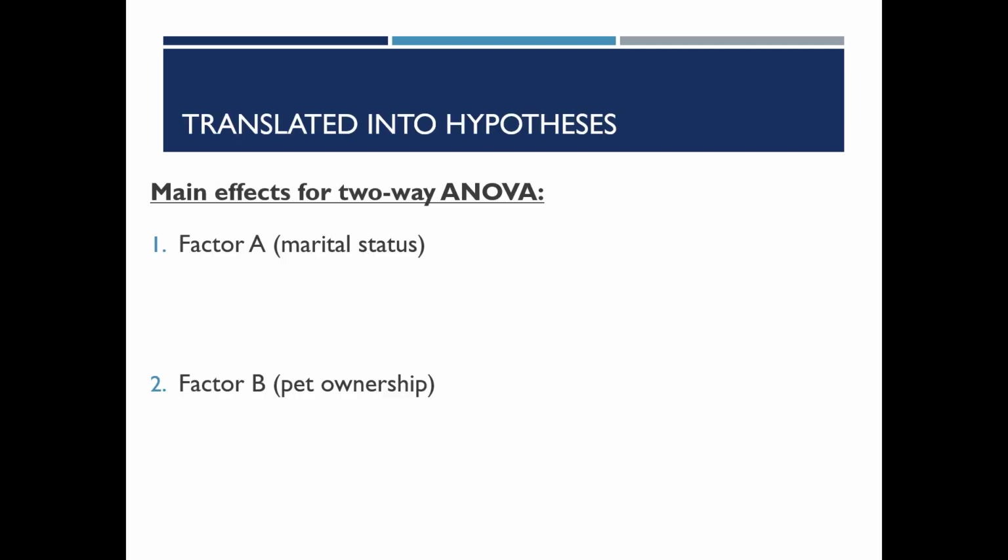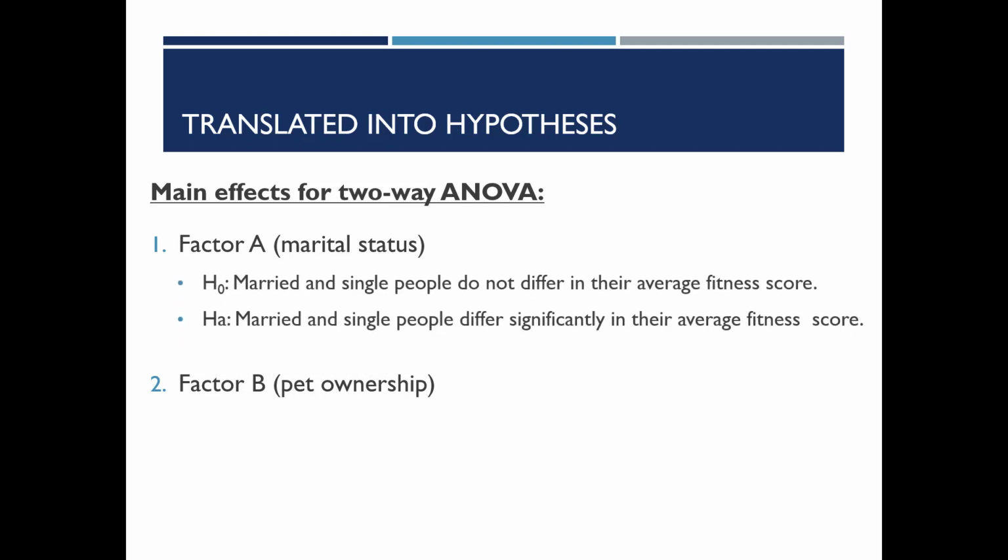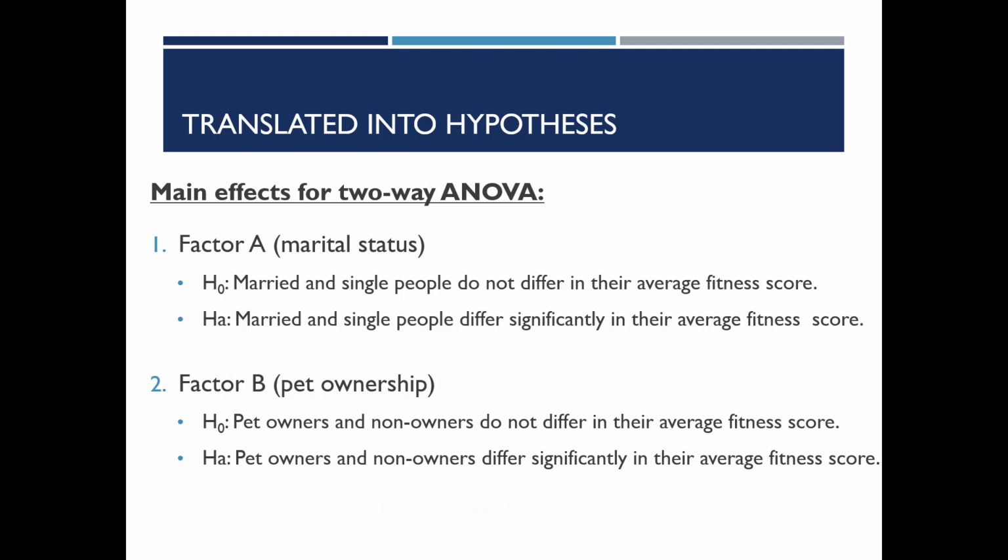If you translate that into hypotheses, the main effects for the two-way ANOVA look like this. For factor A, marital status, the null says married and single people do not differ in their average fitness score, while the alternate hypothesis says they differ significantly. Along the same lines, the null hypothesis for pet ownership says pet owners and non-owners do not differ, whereas the alternate hypothesis says that they differ in their average fitness score.